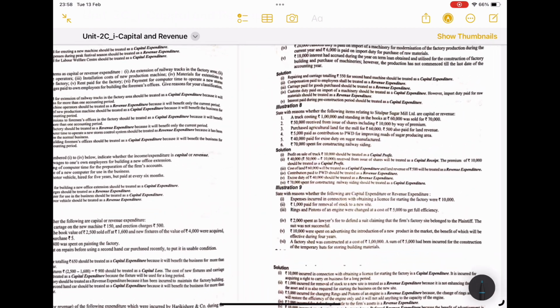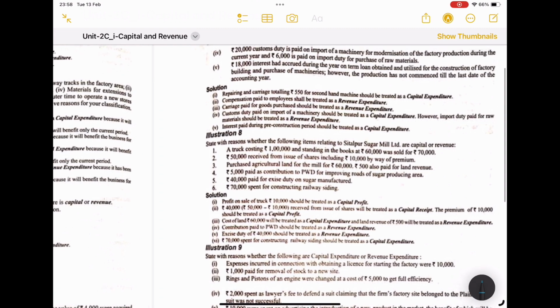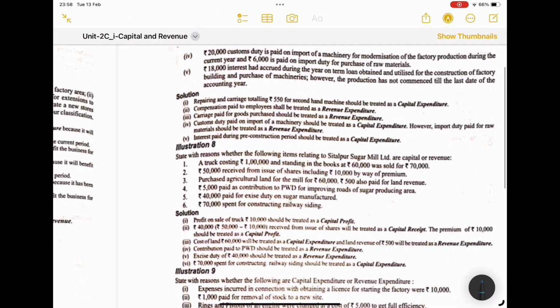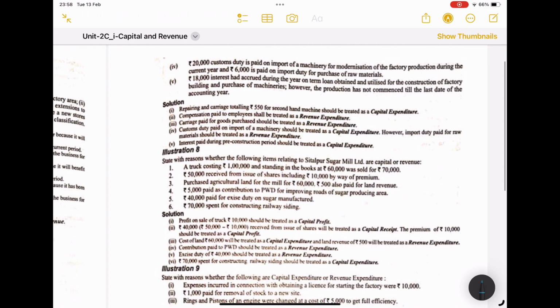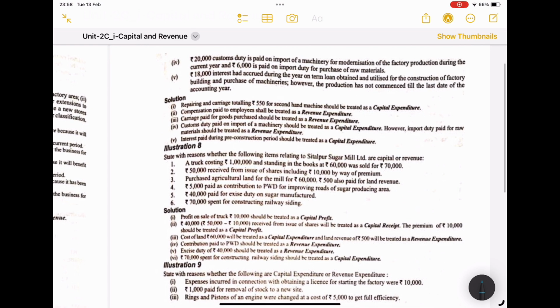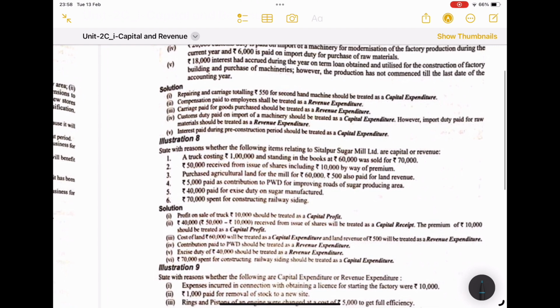Okay, this is also related to expenses only. Yes, this 8th one is having both income as well as expenditures. We'll see to it. Okay, state with the reason whether the following items relating to Slapur Sugar Mill Limited are capital or revenue.